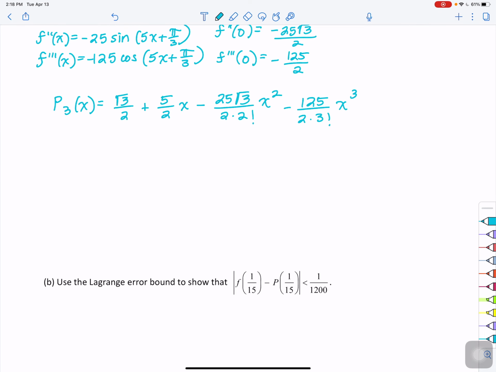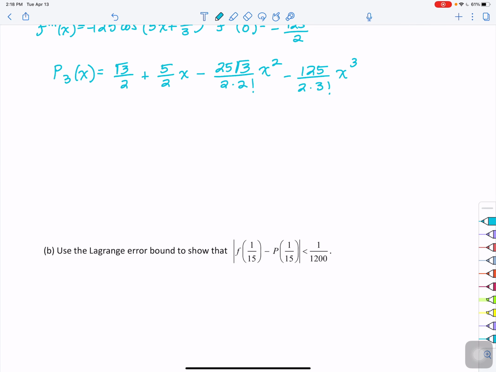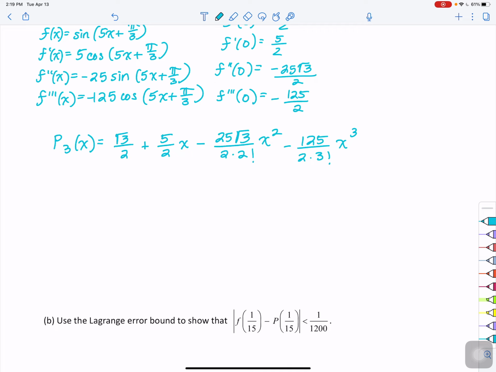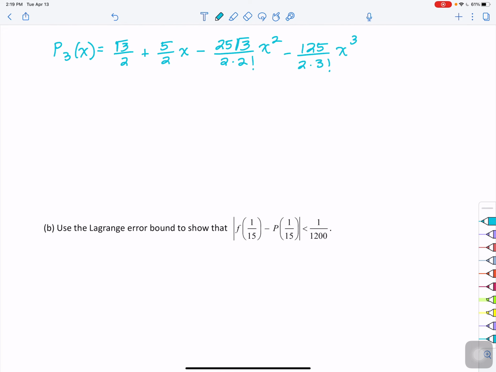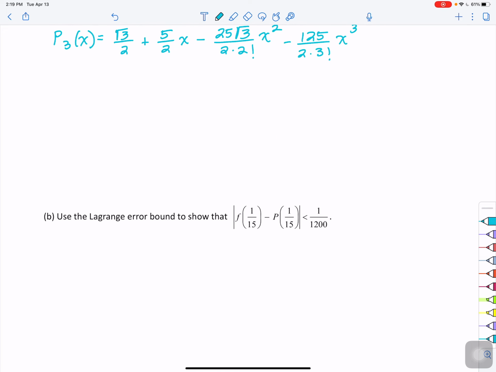Use the Lagrange error bound to show that f of 1/15 minus p of 1/15 is less than 1 over 1200. And we're going to be using this up here. So let's first find that fourth derivative of x, and that's a positive 625 times the sine of 5x plus pi over 3.